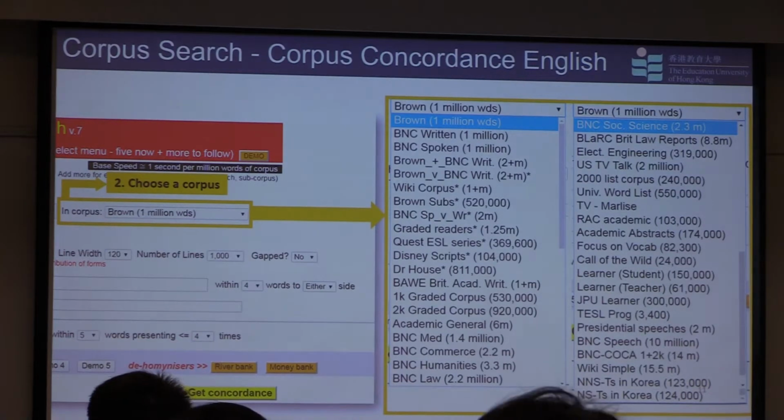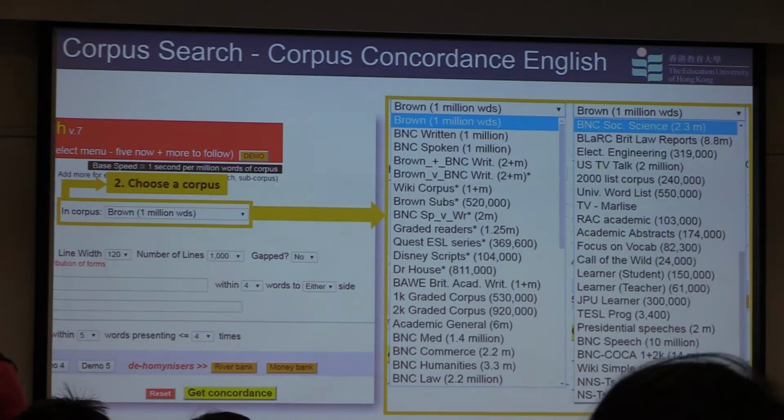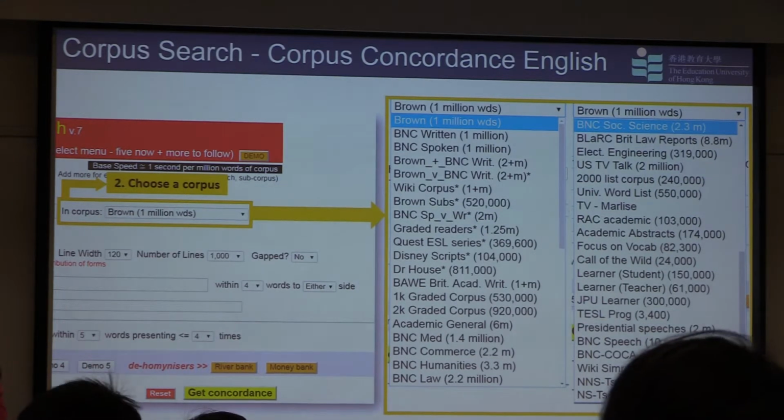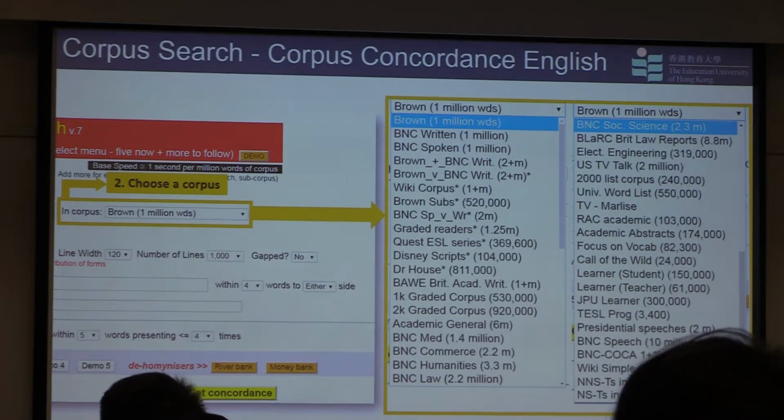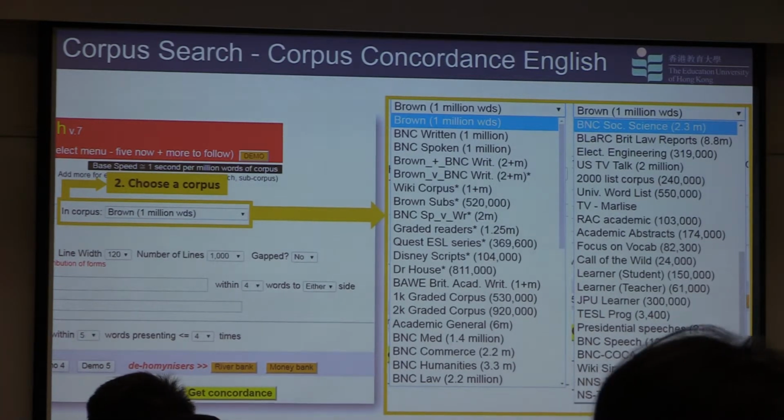And also, you have to choose a corpus, specify a corpus. Look, there are so many corpora here, more than 40. So which corpus are you going to choose? Actually, we spent a long time testing these corpora, okay? So for language teachers, in primary school, secondary school, we will make some recommendations for you, okay?